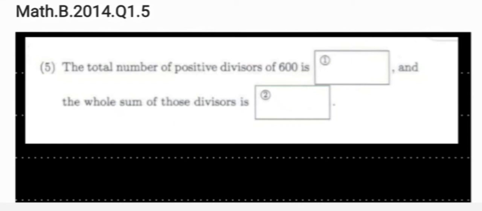Hello everyone, let's solve Max exam Math B 2014, question 1.5. So this is a question of number theory, okay, number theory. So what is he asking you?